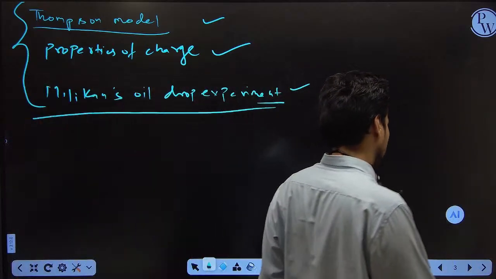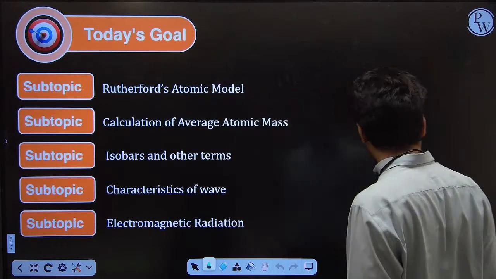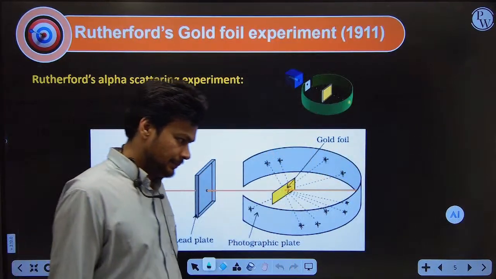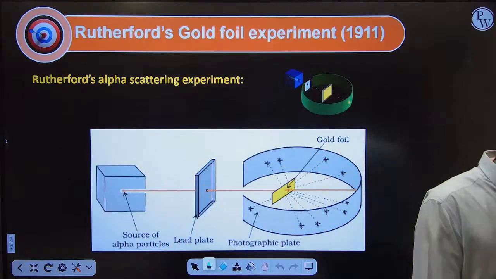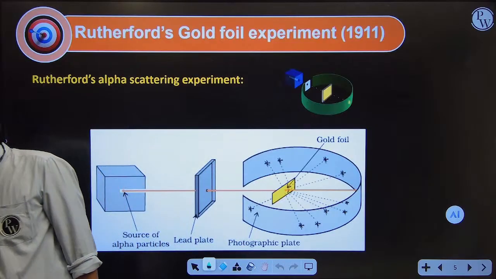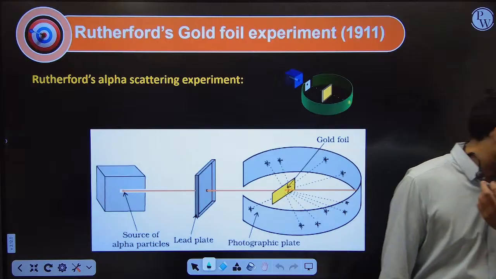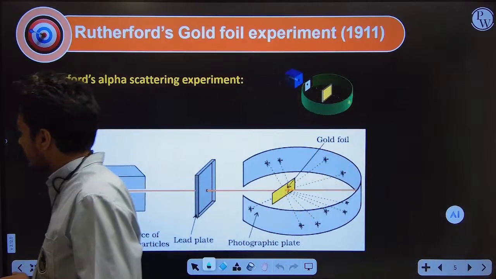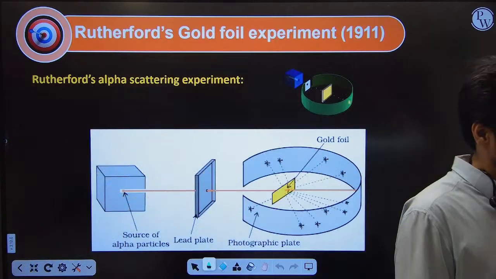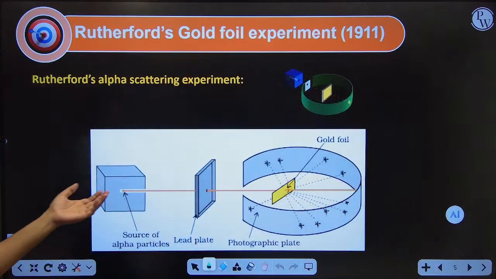Next is Rutherford's atomic model, which is an incorrect thing to say. We'll talk about why. But anyhow, the last model we had before this was Thomson's model, which was in 1904. So this is very recent.